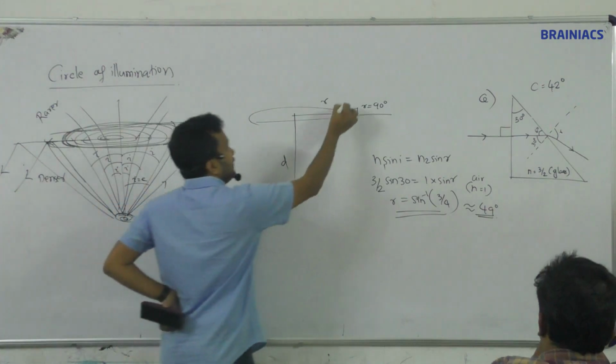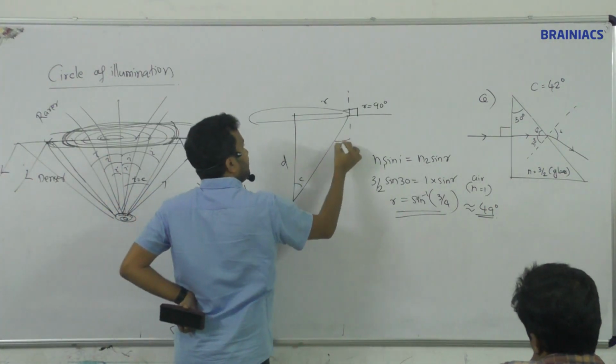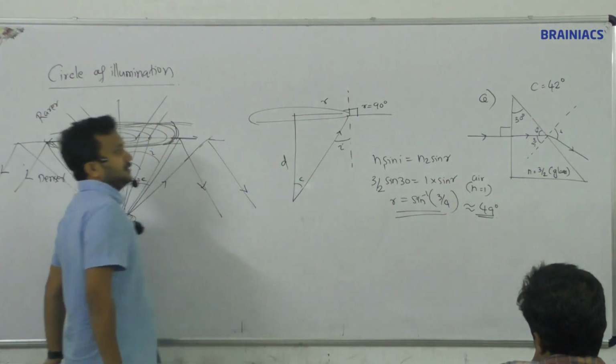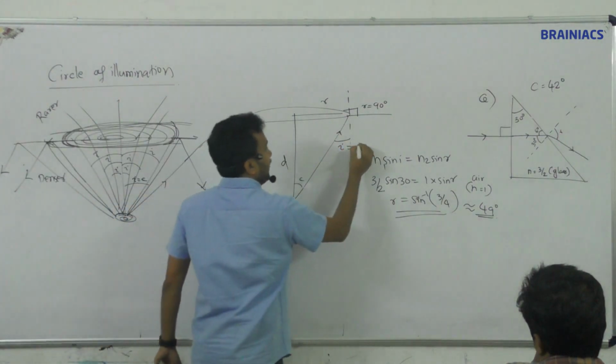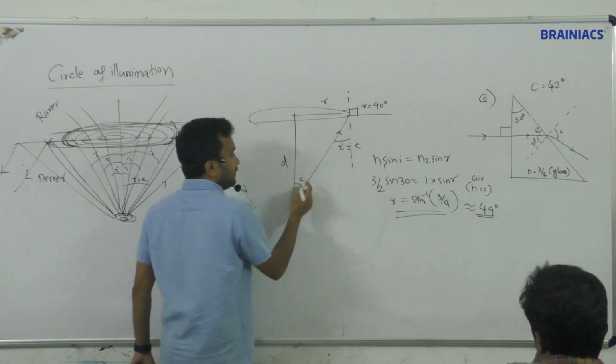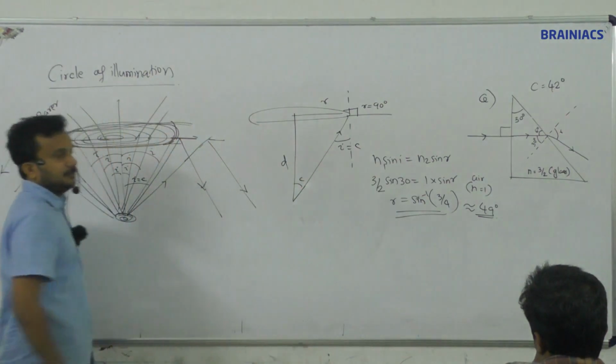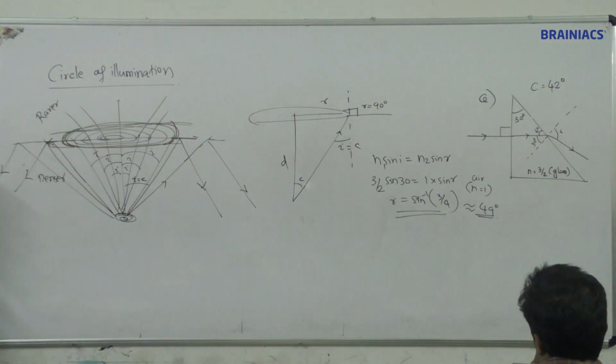But what is the angle of incidence here? That angle of incidence is equal to the critical angle. If i is equal to C, it means this angle is also equal to C. Both are equal. Okay.